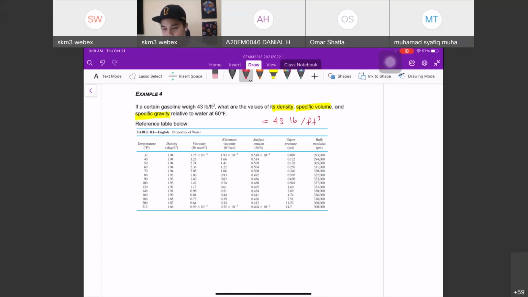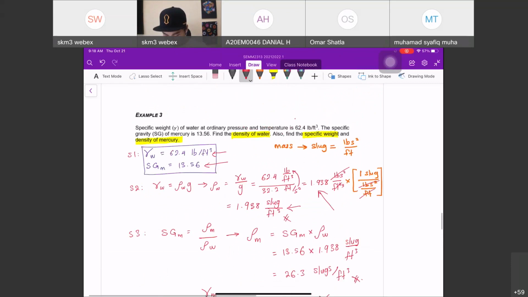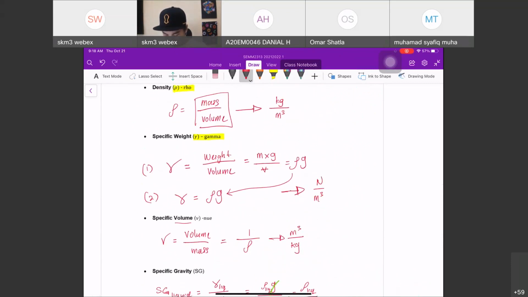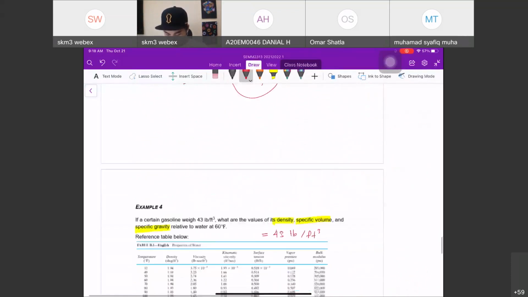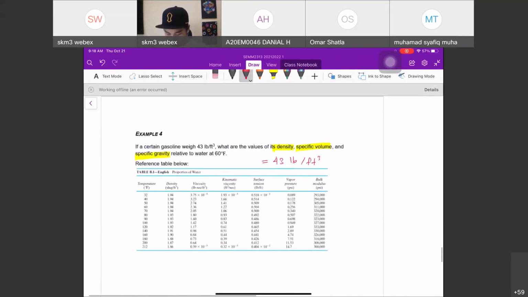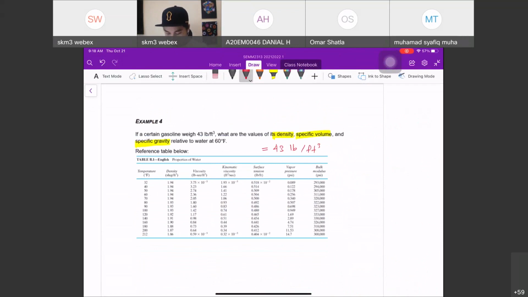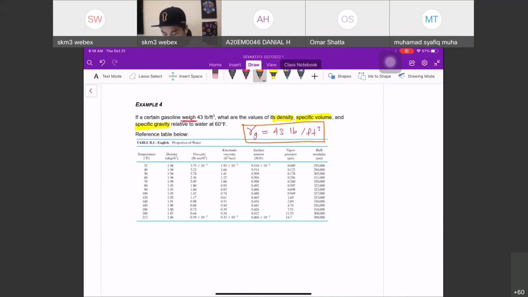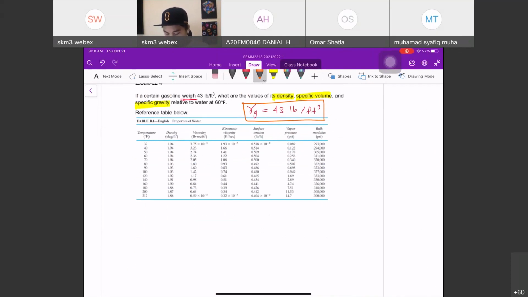This is referred to what kind of dimension or fluid property? Do you still remember this unit, pound per feet cubic? Refer to which one? Density? This is not density, not specific volume. This is referred to specific weight, gamma. The gamma of gasoline is given. So now the question asks, from this gamma of gasoline, you need to find density, specific volume, and specific gravity, based on water as a reference.